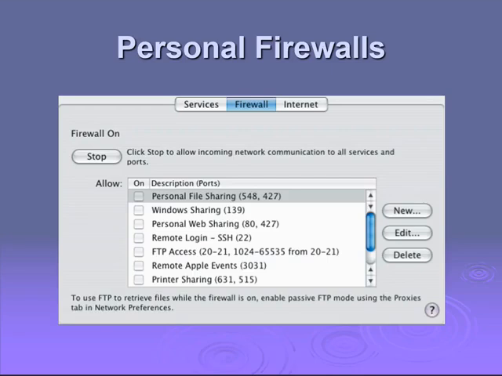To use FTP to retrieve these files while the firewall is on, enable passive FTP mode using the Proxies tab in Network Preferences. Gnutella or LimeWire, ICQ, IRC, MSN.